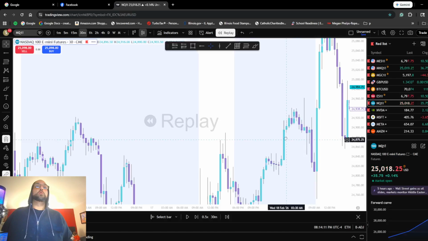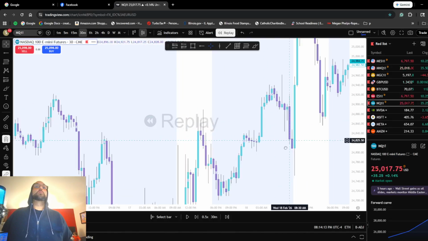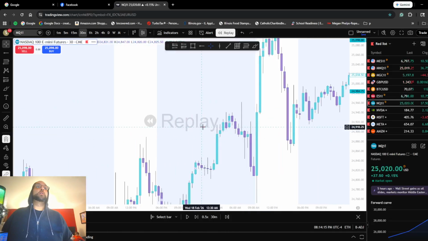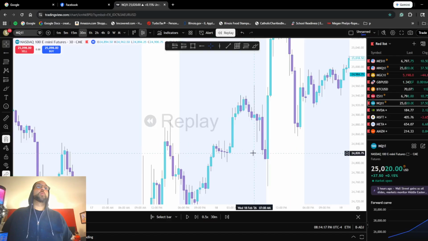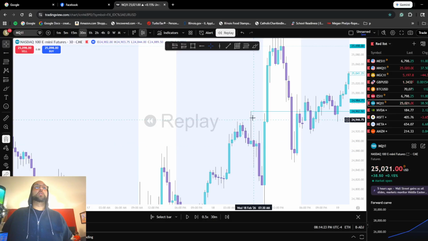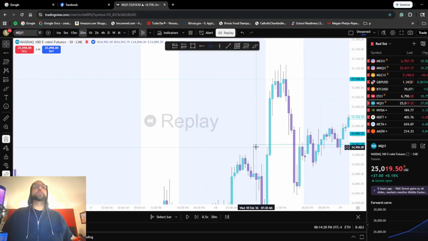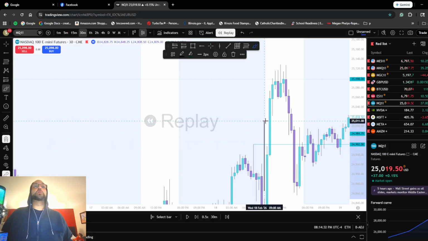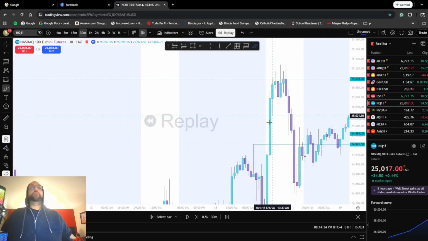Right, so let's see. Right here, we get the break of structure. High, low. This is the highest point of the candlestick's wick. We see that price gave us the break of structure, showing that price wanted to continue to the upside with this gigantic candle right here.